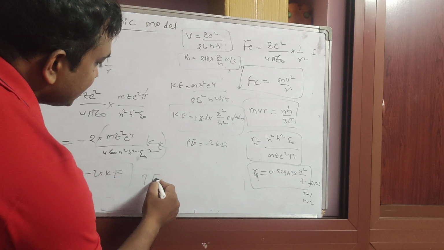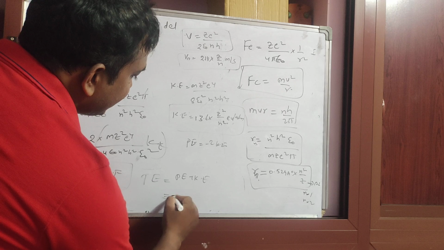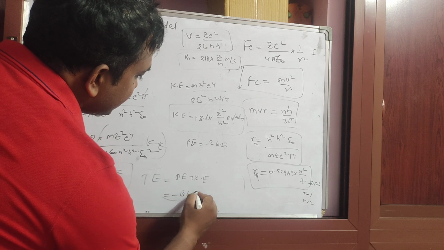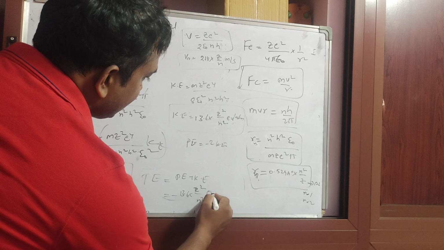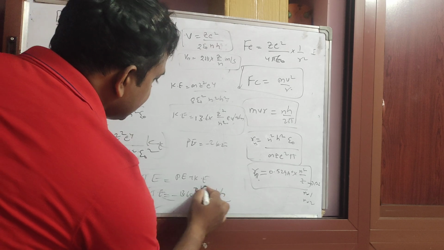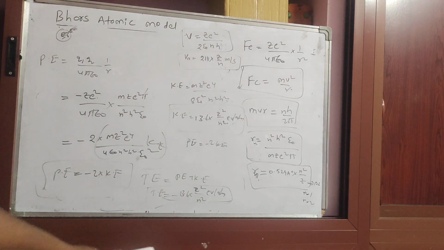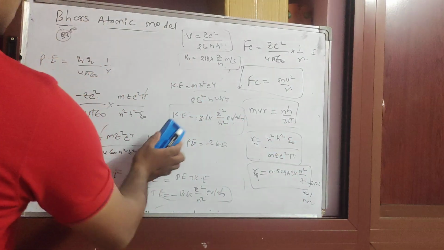If you take total energy is equal to potential energy plus kinetic energy, then that is equal to minus 13.6 into z square by n square electron volt per atom. This you have to remember. This is the total energy formula, equal to minus 13.6 into z square by n square electron volt per atom. This is one of the important concepts of the electron.